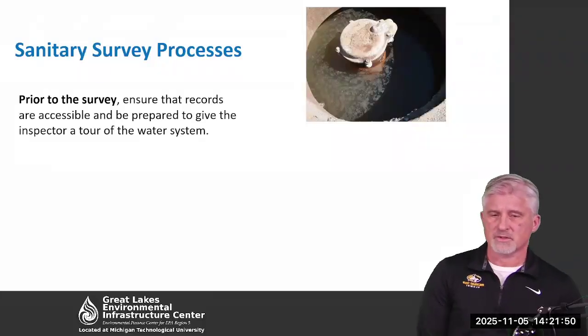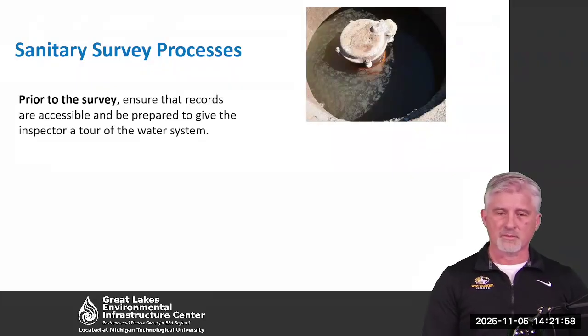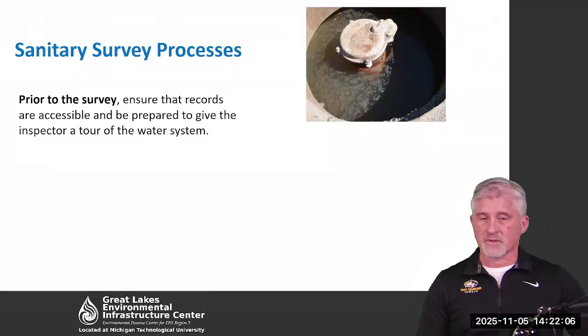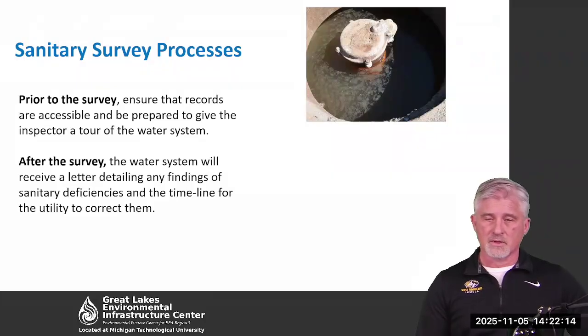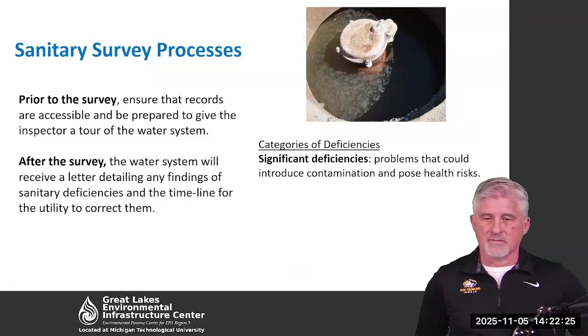Before the sanitary survey, you want to get together all your records and make sure they're available so that you can show them to the primacy agency. You'll want to expect to give them a tour of the plant, potentially the water system as a whole, out into the distribution system, including any pump stations or storage tanks. And after the survey, you can expect a letter that comes back detailing any deficiencies and identifying the time you have to correct those.